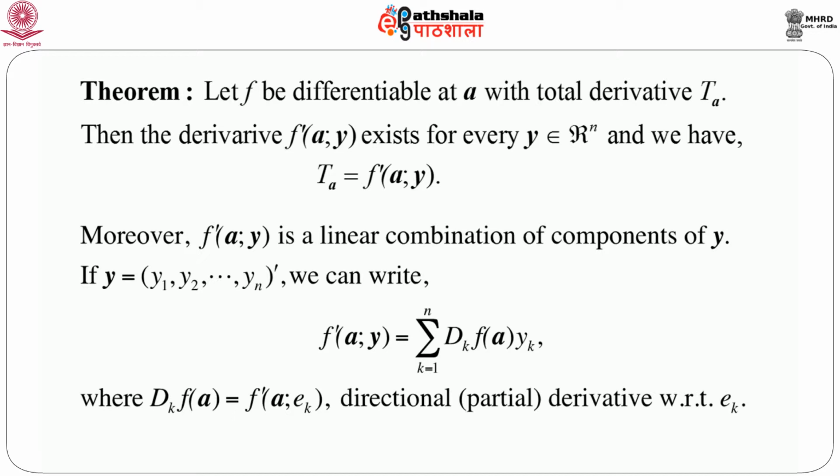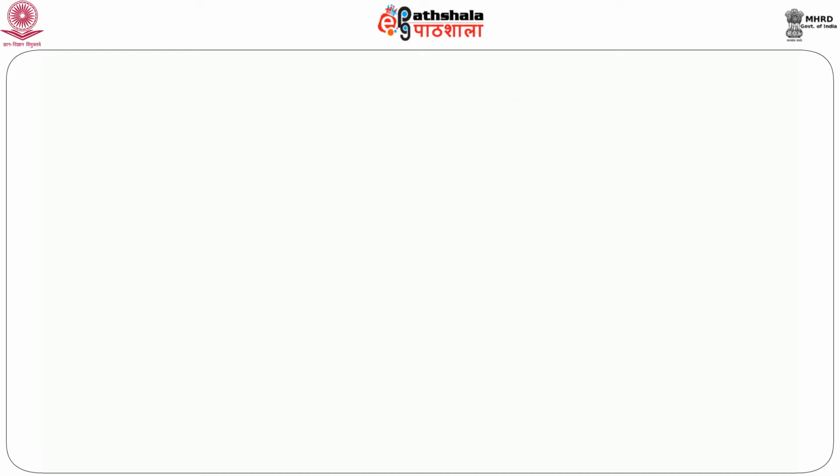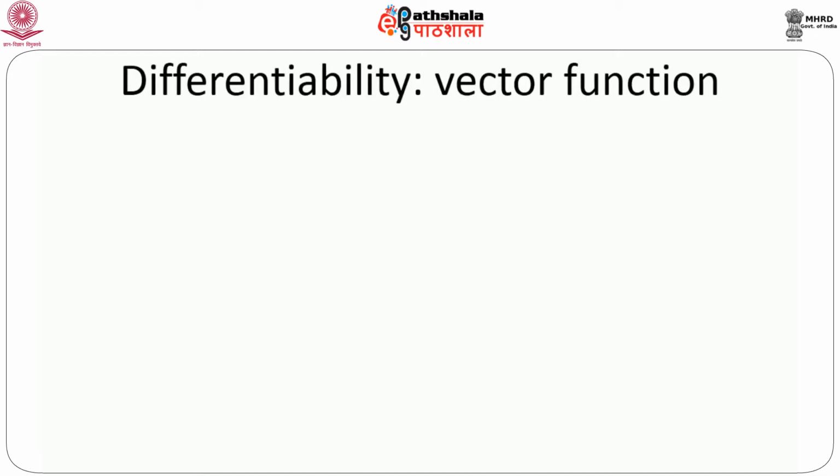a semicolon ek. Now this f prime a semicolon ek is nothing but the directional derivative with respect to ek, or the partial derivative with respect to the kth coordinate, where ek is the kth coordinate vector. That means only the kth component is 1, all other components are 0. So in this way we can write the derivative of a scalar function of several variables.